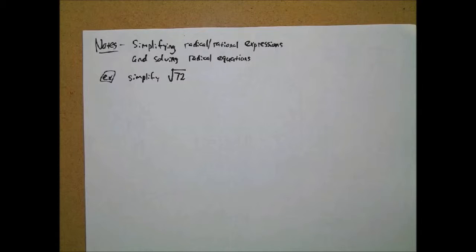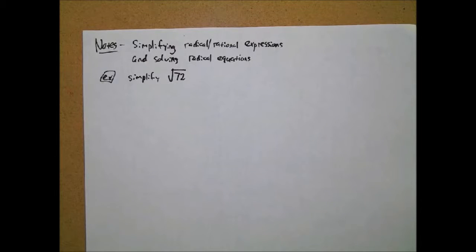So let's start with something basic, something that's maybe more familiar, and then we'll get to the a little more complex stuff when it comes to simplifying. All right, so the square root of 72. Is 72 a perfect square? It is not. So we can't just straight up simplify it into some nice number.